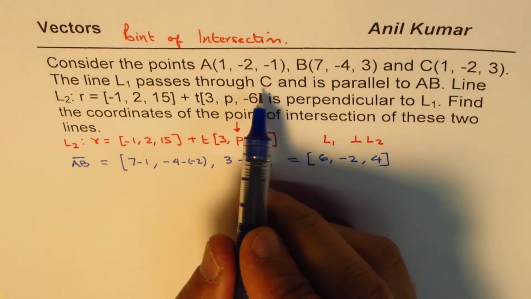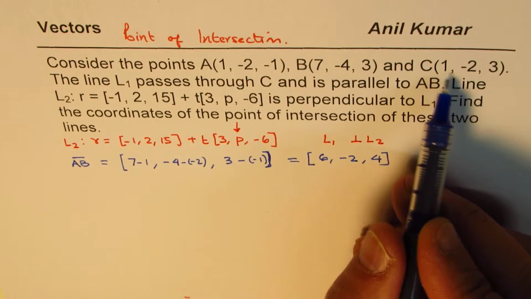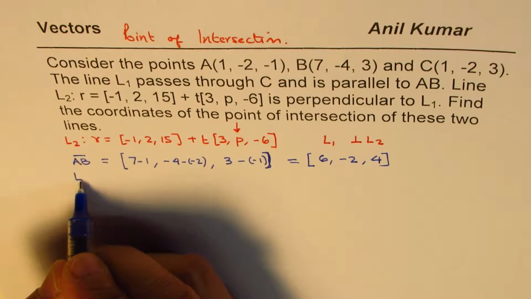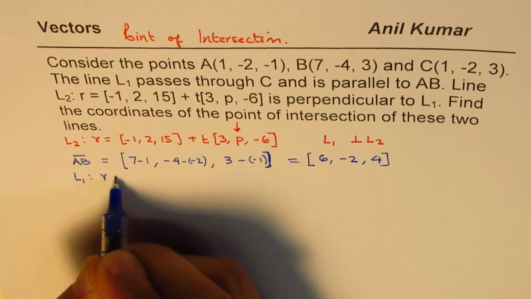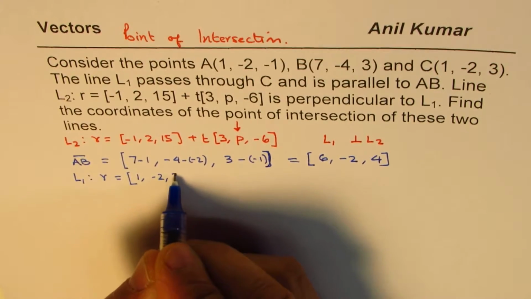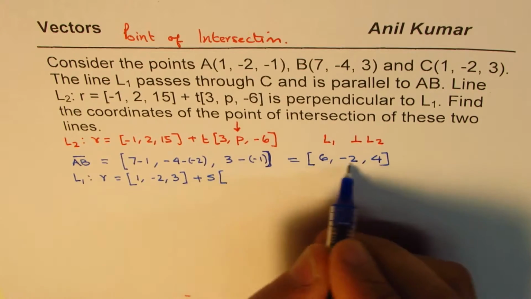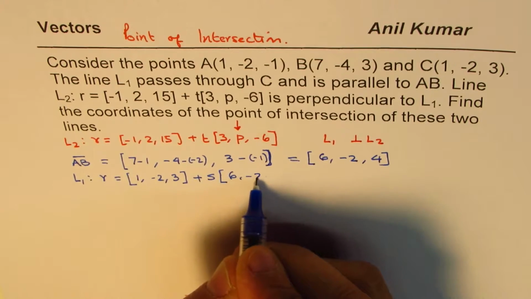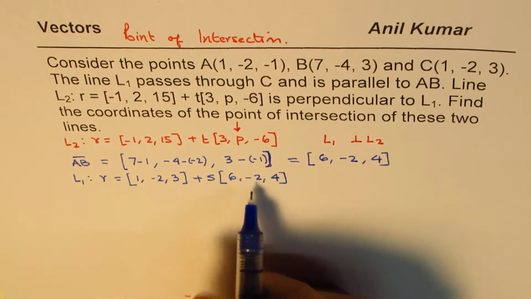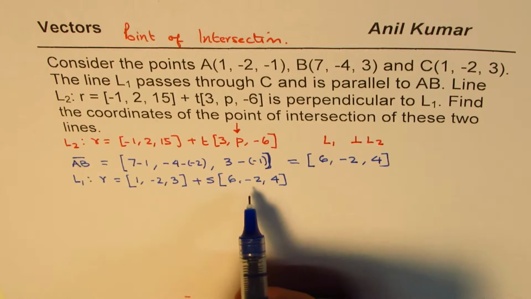And it passes through C, which is (1, -2, 3). So the position vector will be (1, -2, 3). So line L1 we can now write as r = (1, -2, 3) + s(6, -2, 4). Actually, we could simplify this direction also, dividing by 2. We could do that. Anyway, let's continue with this.